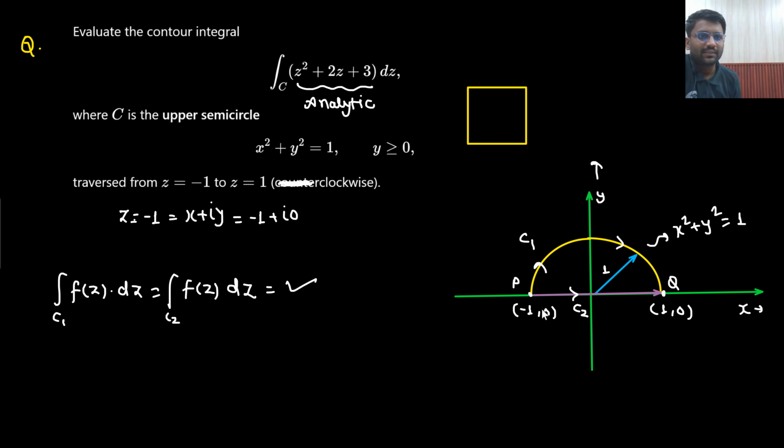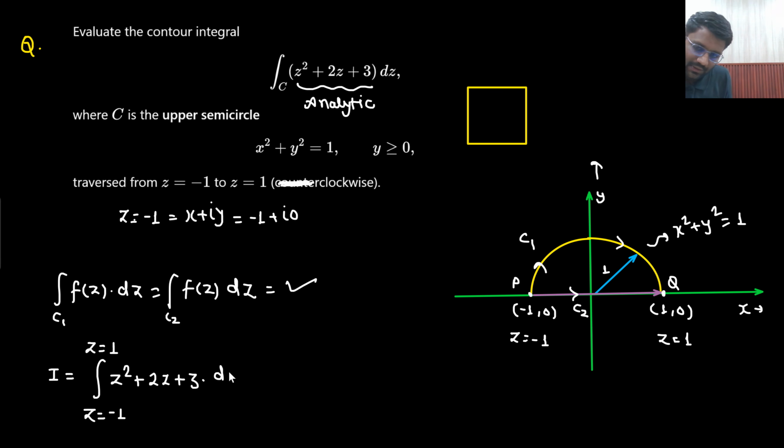What is the straight line saying? The straight line is saying that you go from z equals -1 to z equals +1. That's it. This is what they are saying. So simple thing. What will be my integral? My integral is saying that z moves from -1 to +1, and then calculate the integral. That's it. This is the question.